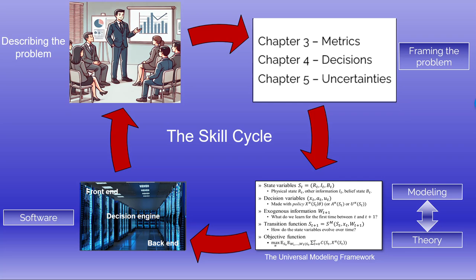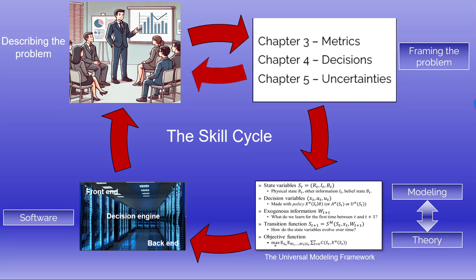Now, once we understand metrics, decisions, and uncertainties, there's going to be a lot of decision problems where that additional clarity will allow you to solve the problem. But to the extent that you feel like you do need to do some computational work, lower right-hand corner, here's the universal modeling framework. I can model any sequential decision problem using this modeling framework.